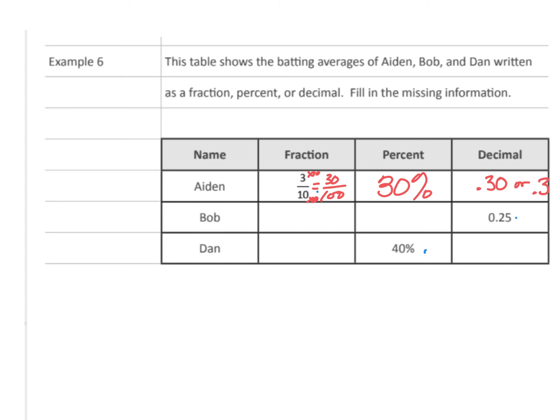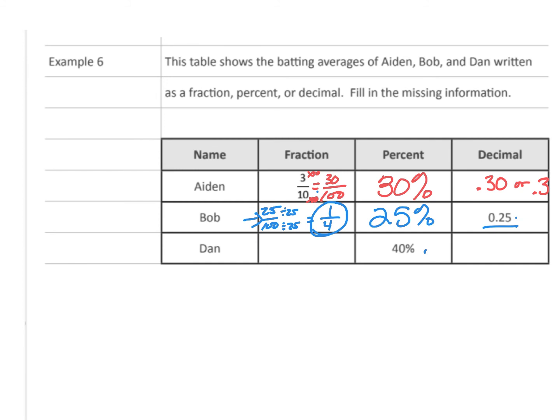Let's go ahead and do Bob. Bob has 25 hundredths. Well, we'll go back over here to the fraction, 25 hundredths. So again, we know this is 25% because that's out of 100. There's our fraction, 25 hundredths, but I need it simplified. I'm going to divide both the top and the bottom by 25. I get 1/4. That is the answer that I'm looking for. You need the 25 hundredths, but you also need to simplify it.